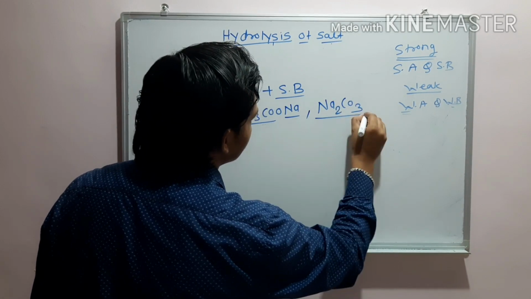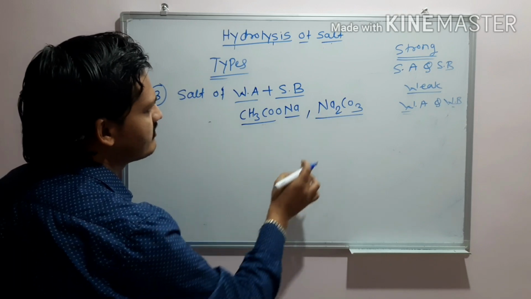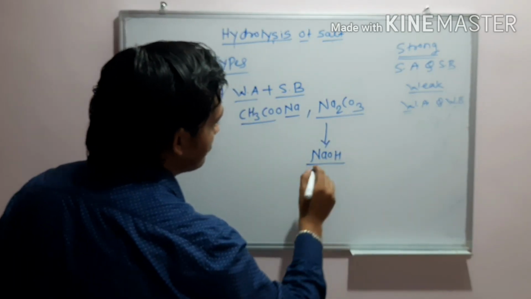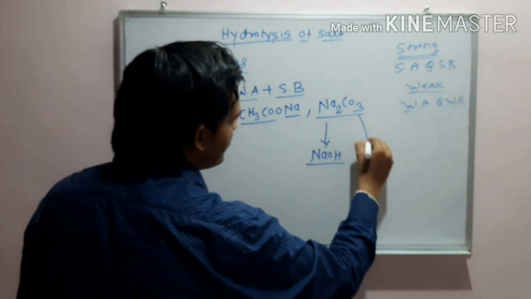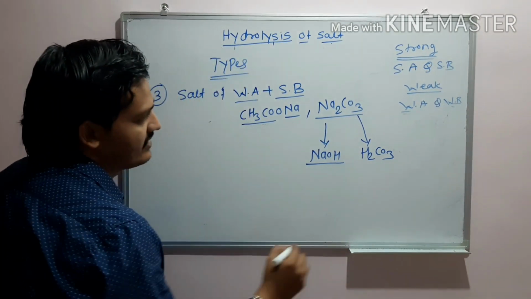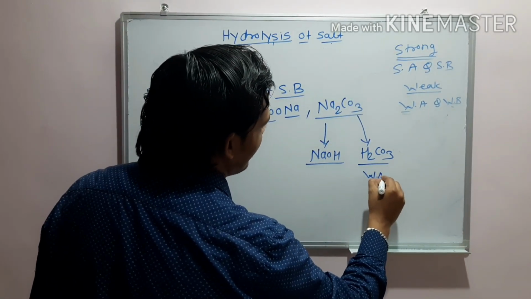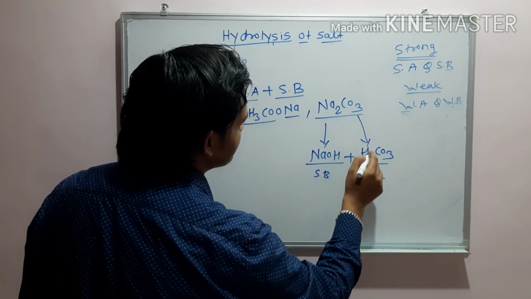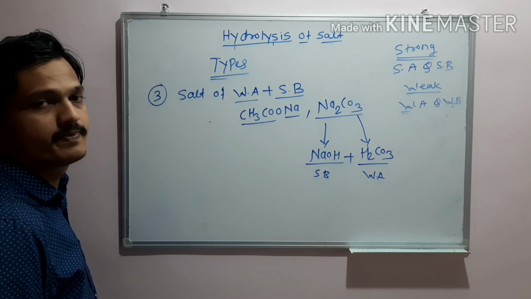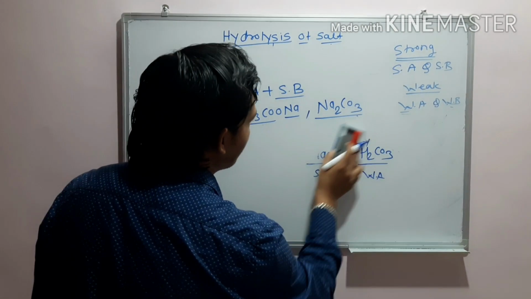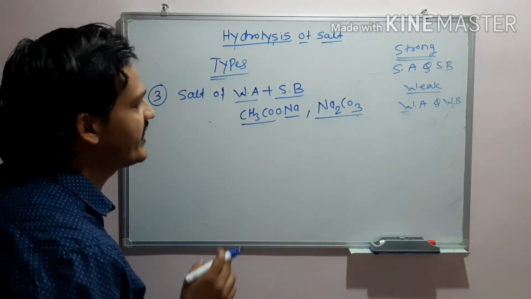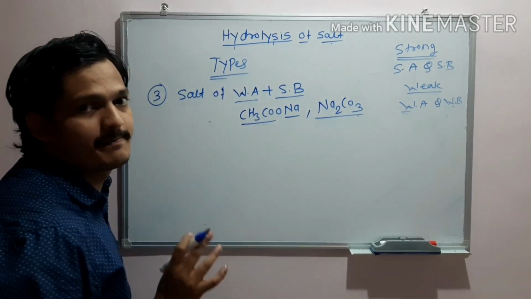Another example I am just writing here, that is Na2CO3. Na2 comes from a strong base, and CO3 comes from H2CO3, that is a weak acid, carbonic acid. Carbonic acid is a weak acid, and this is the strong base. So this is the product Na2CO3. These are the two examples I am writing, because there are a number of examples in all types. So I am tentatively writing principal two examples.